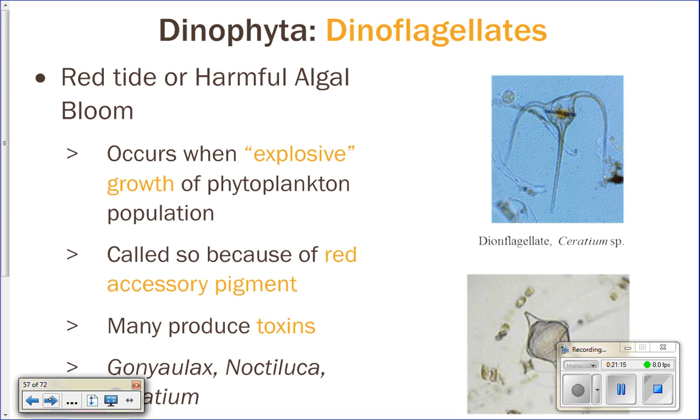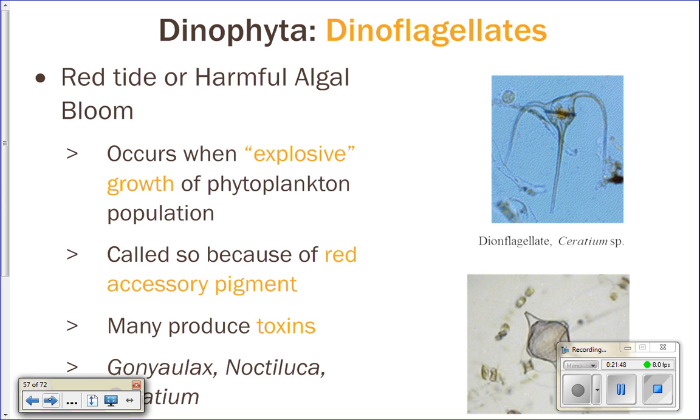Okay, dinoflagellates. You saw some dinoflagellates for your lab, and dinoflagellates are pretty cool. How many of you have ever seen a red tide? That's when you go to the beach and the water looks kind of red because of these dinoflagellates. When they bloom, when they have an explosive population growth, dinoflagellates have a red pigment in them. They look red.